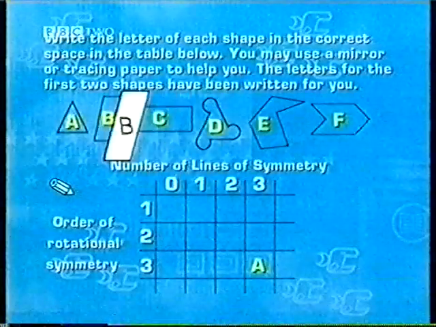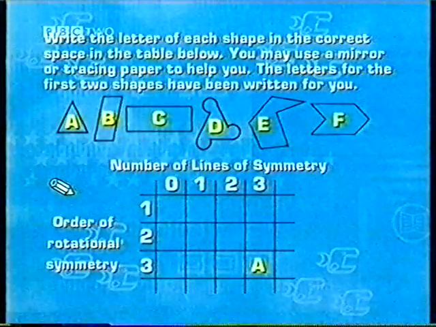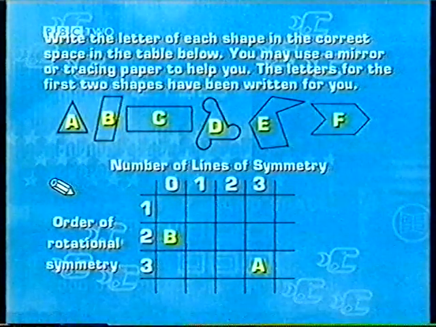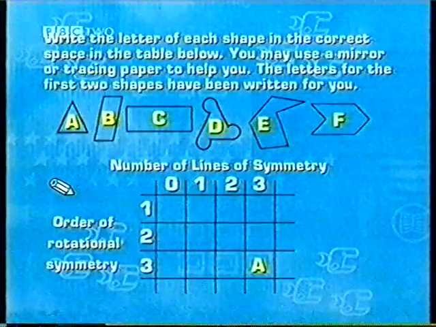So shape B is written as having no line of symmetry and order of rotational symmetry 2. Now, if you're not sure about the answer so far, have another look before moving on to the rest of the question.